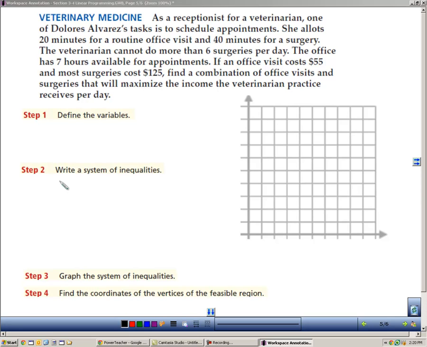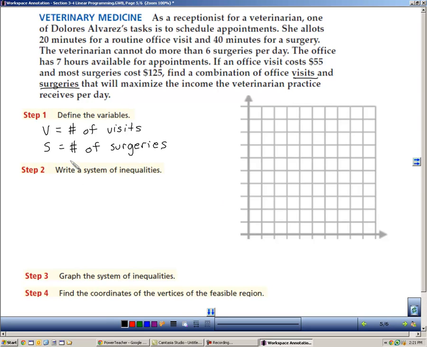Here's an example of linear programming. I suggest that you pause the video, read through this problem, and then we're going to follow the 7 steps for linear programming. And the first step is define a variable. So after you read through it, try to find the two unknowns and assign them some variables. The problem asks us to find a combination of office visits and surgeries. Those look like the two variables that we should be looking for. So I'm going to say that V is the number of visits, and S will stand for the number of surgeries.